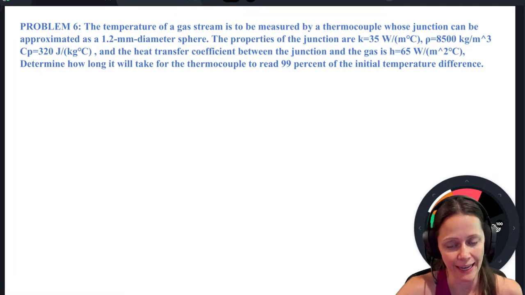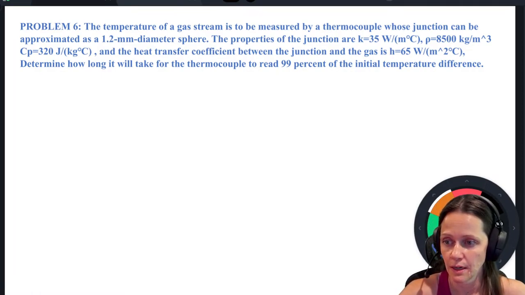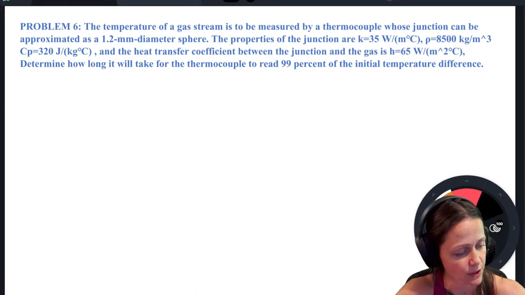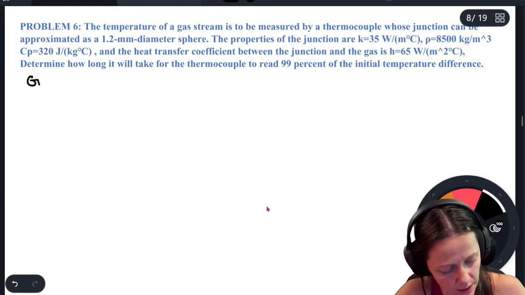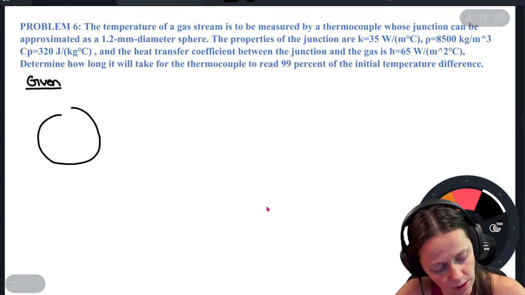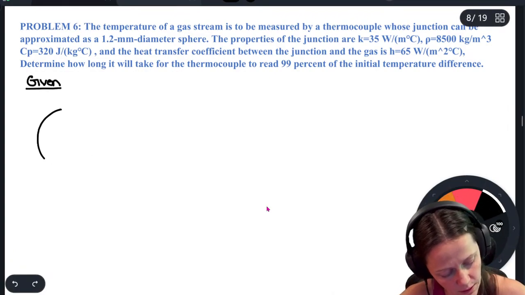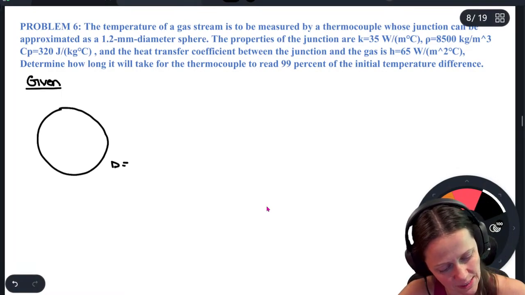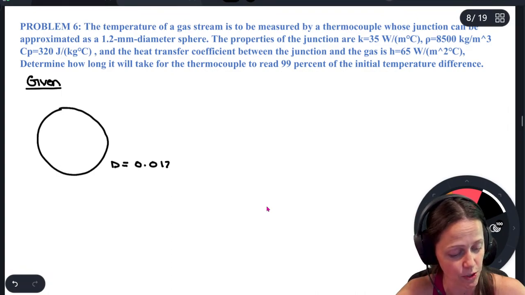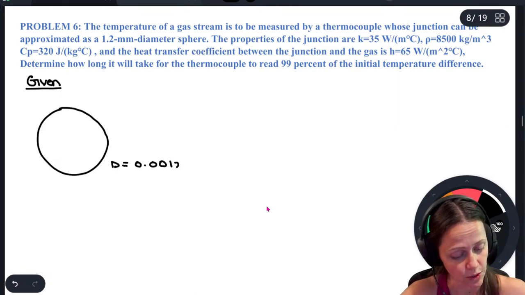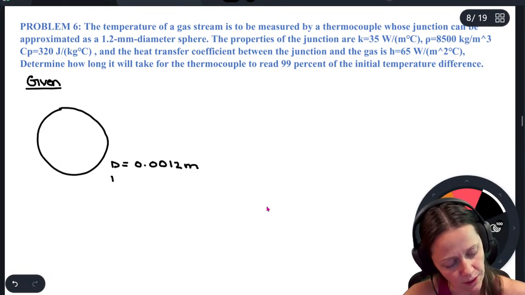So we have the temperature of a gas stream that is to be measured by a thermocouple whose junction can be approximated as a 1.25 millimeter diameter sphere. So I'm going to draw my sphere here. Here's the sphere. It's terrible. Close enough. Diameter of this guy, 0.012 meters. Oh, I'm sorry, I need another zero there, don't I? 0.0012 meters. And then we're given some properties.